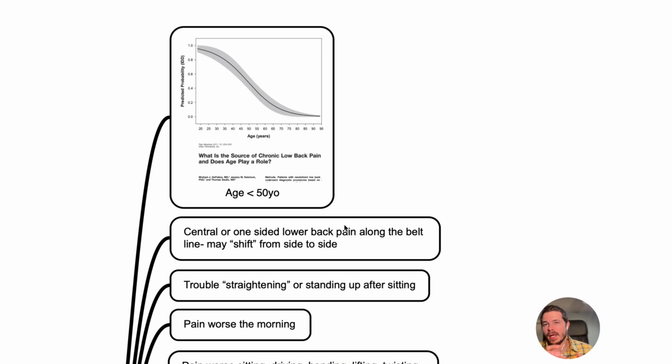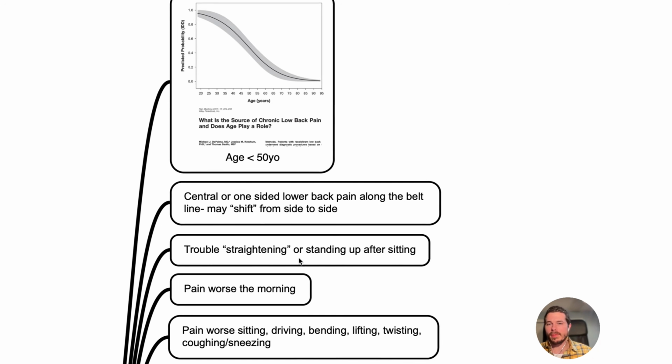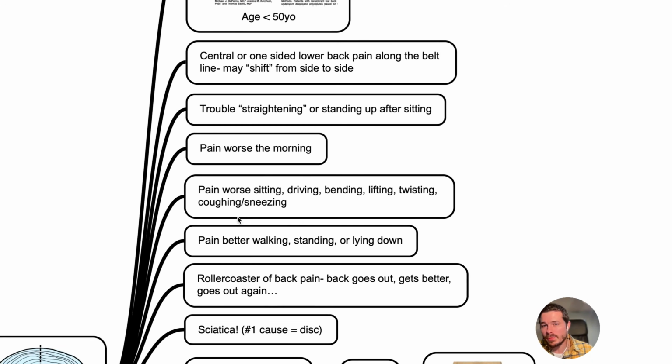Age less than 50, again, generally younger. Central one-sided lower back pain along the belt line that may shift from side to side, associated with this leg numbness and tingling that you're experiencing. There's often trouble straightening or standing up after sitting, pain worse in the morning, highest disc pressure. There's pain worse while sitting, driving, bending, lifting, twisting. Again, this is usually how people hurt themselves. Again, coughing and sneezing increases pressure in the disc, so you'll say, ouch.